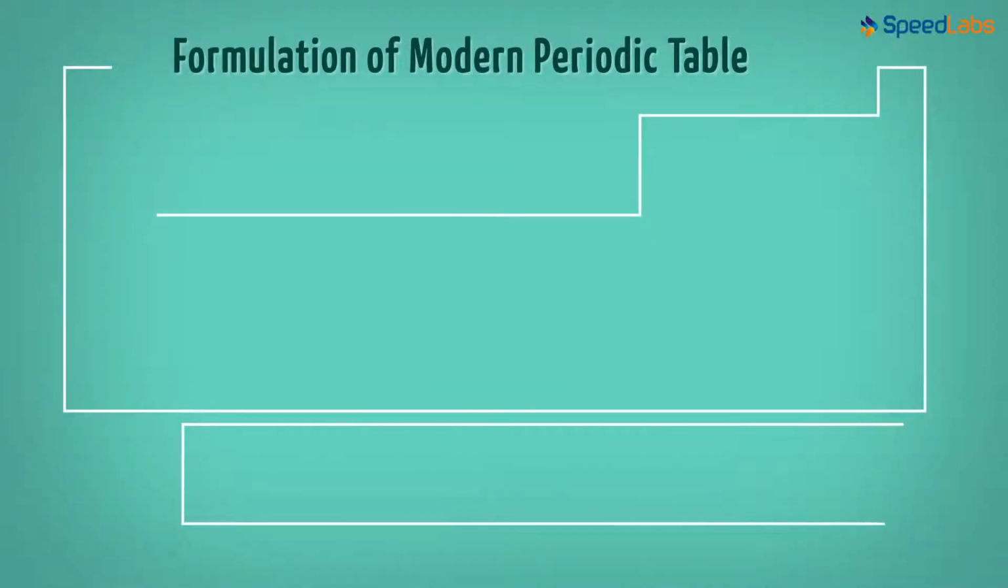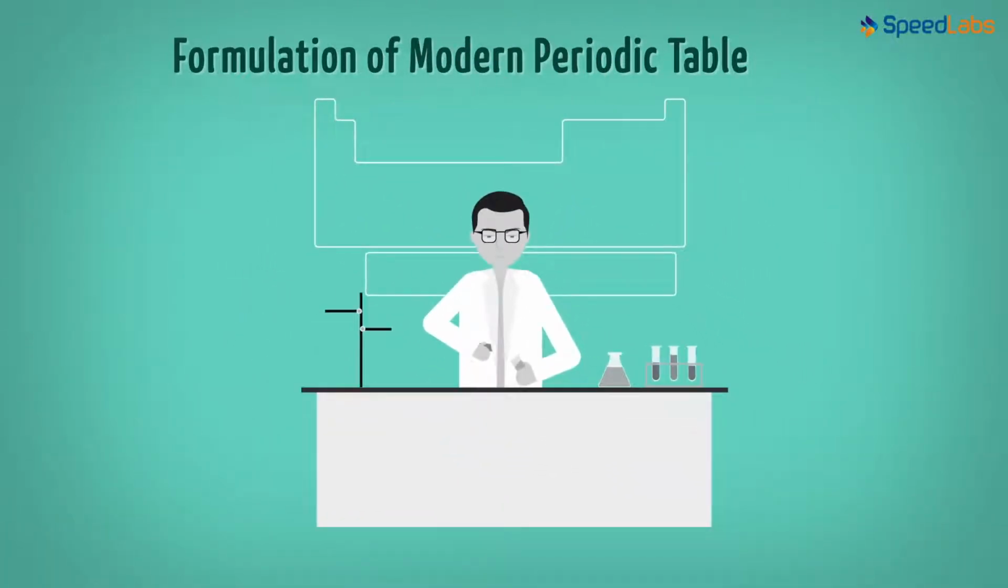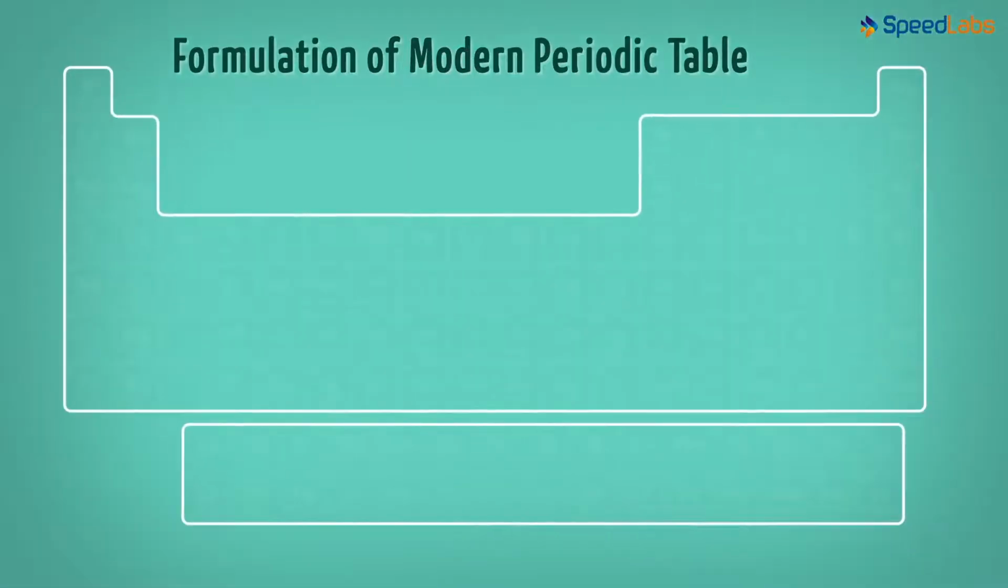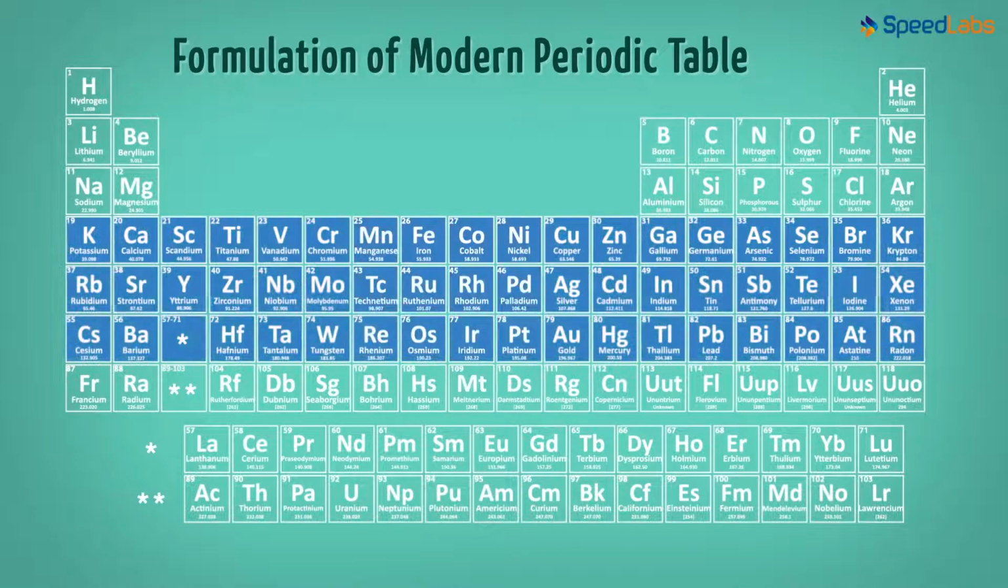The formulation of the modern periodic table made life simpler for scientists working in the field of chemistry. It was a boon for people working with elements. Now, let us also understand the modern periodic table in order to form a strong base for learning chemistry. Well, we need to first understand how these elements are clubbed together. That is the pattern of columns and rows.